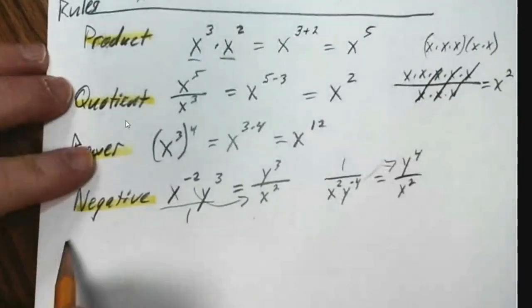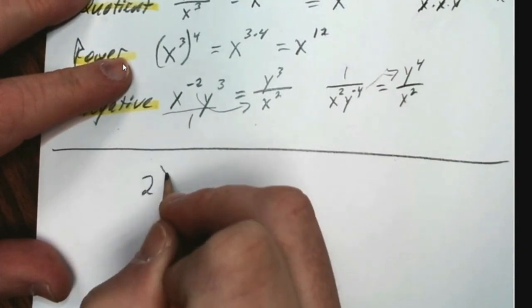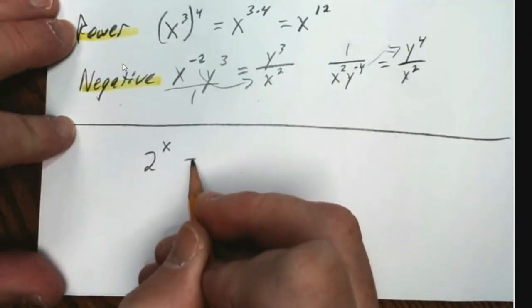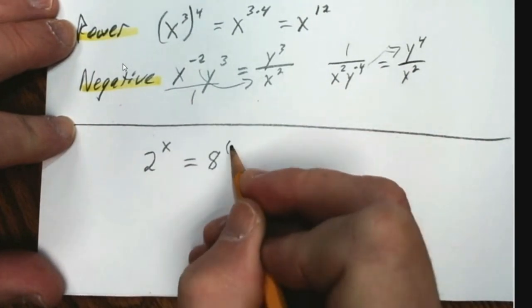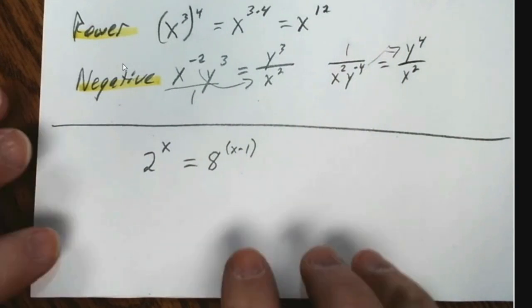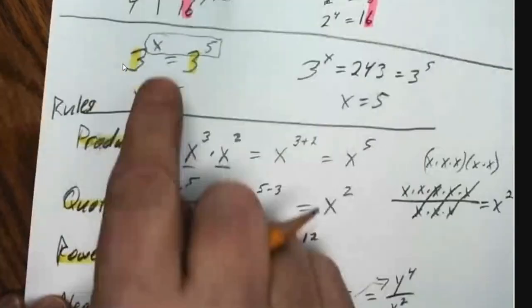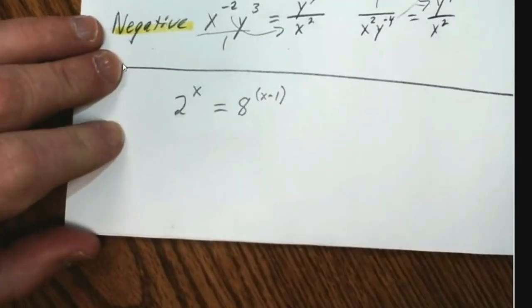So if we have, let's say, 2 to the x, a very simple one here, equals 8 to the x minus 1. All right, we're going to solve this. I don't even know what the answer is. I just made this up. In order to set these equal to each other, like we could set x equals 5, because these are the same base. We have to get these the same base, which right now they're not.